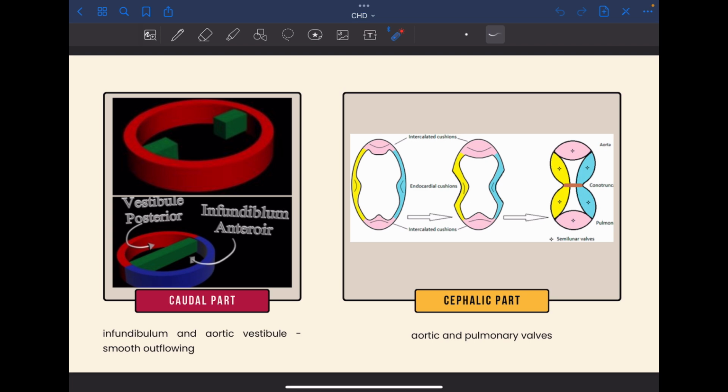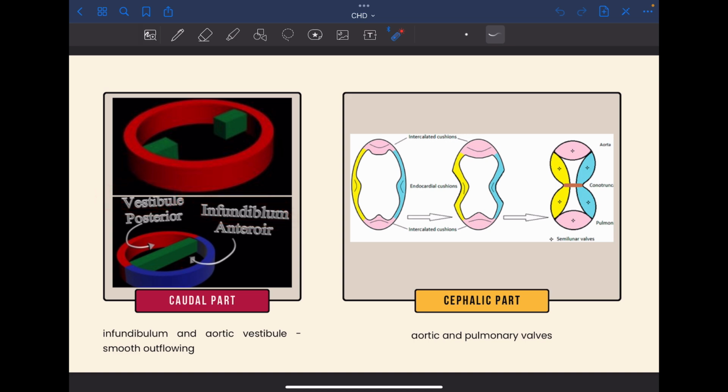So again, bulbous corpus: what happens in the caudal end is different from what happens in the cephalic end. The caudal end will just give us right and left bulbar ridges, dividing into anterior infundibulum and posterior vestibule, which are basically your smooth outflowing parts.